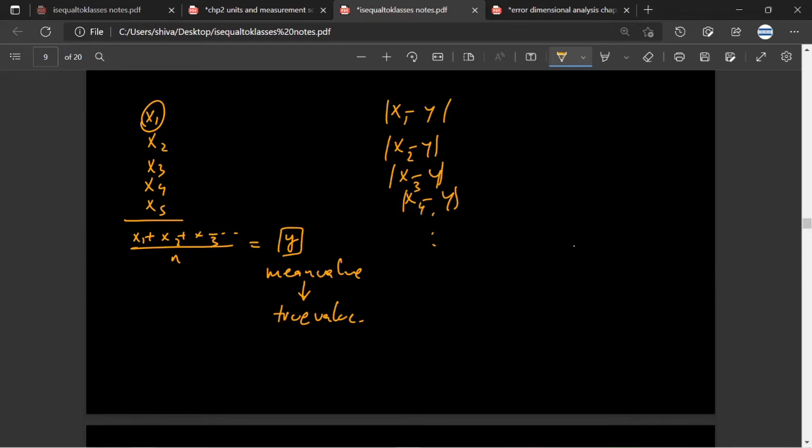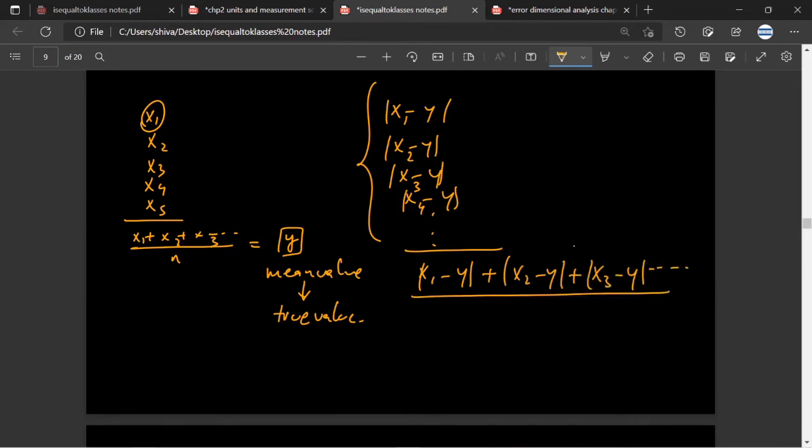Are we clear? Yeah. Then I take the mean of these values: modulus x1 minus y plus modulus x2 minus y plus modulus x3 minus y and so on, divided by 5, since I have taken 5 values. Whatever my answer is, let the answer be z. Are we clear? Yeah. Then I can have either an answer like z upon y, or I can take a percentage of z upon y. Ms. Avantika, are we clear? Yeah.